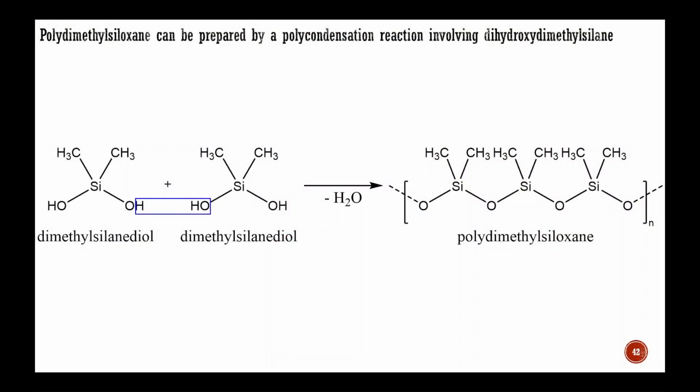Let us now look at polydimethylsiloxane and its role in lens materials. As you might recall from the problems we discussed on condensation polymers and the synthesis of silly putty, polydimethylsiloxane can be prepared by a polycondensation reaction involving dihydroxydimethylsilane. Polydimethylsiloxane is a silicone-based polymer with a silicon-oxygen backbone, where each silicon atom is bonded to two methyl groups.